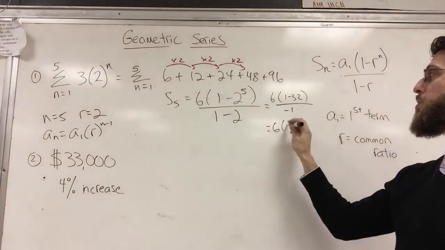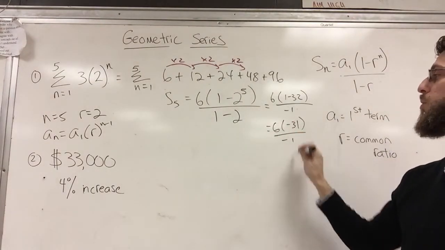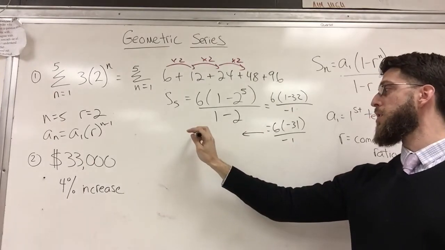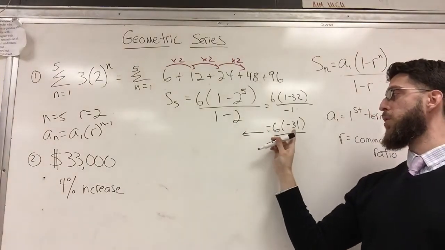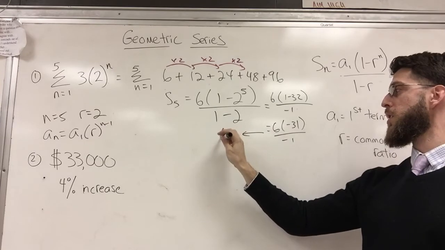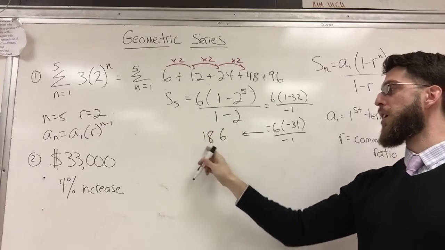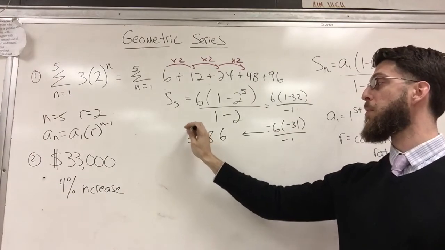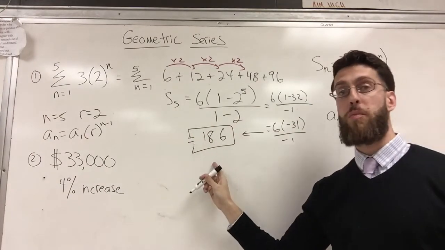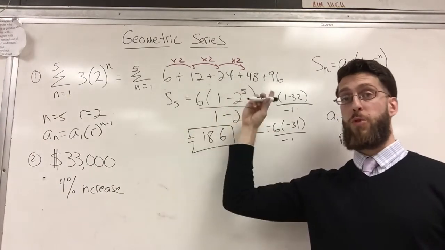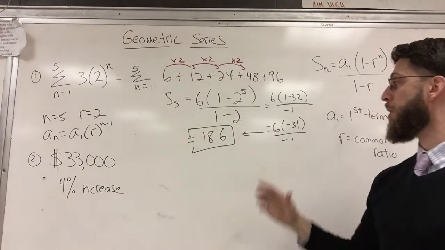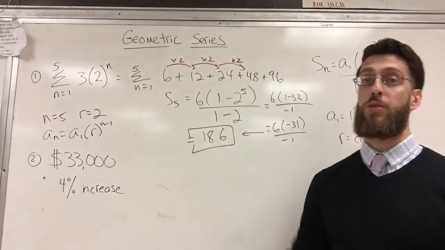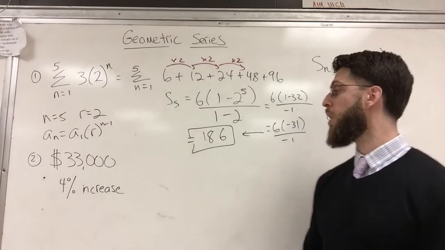So that's 6 times negative 31 over negative 1, which is 6 times 31, which is 186. And then negative divided by negative is positive. So my sum is 186. You can check my math by actually just straight adding them up. But that is an application of the summation formula for a geometric series. That's really all you need to know.